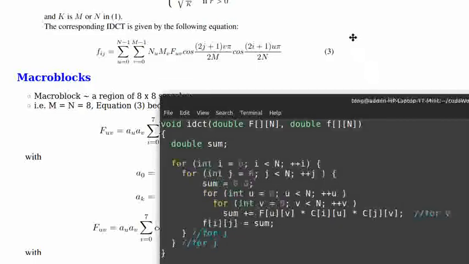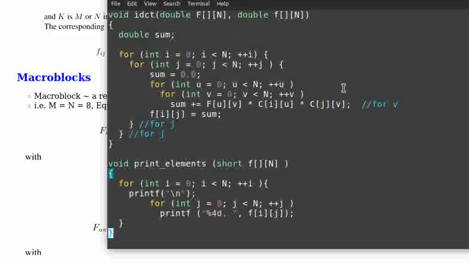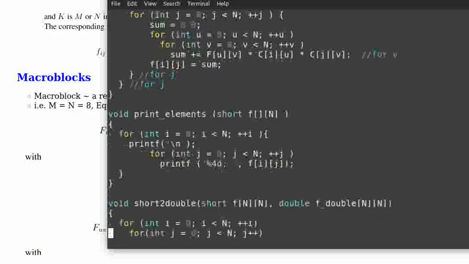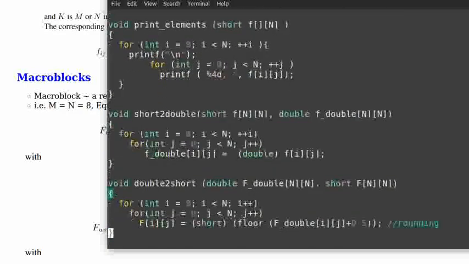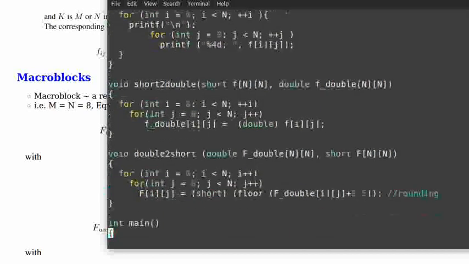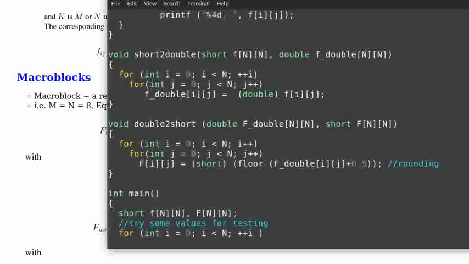And we have a function called print elements to print out the samples. Usually the samples are in integer form, so we use sort for the array, n times n is 8. Our functions operate on doubles, so we have a function sort to double to change the integer values to double. It is straightforward. We just use the double casting to cast an integer to a double.